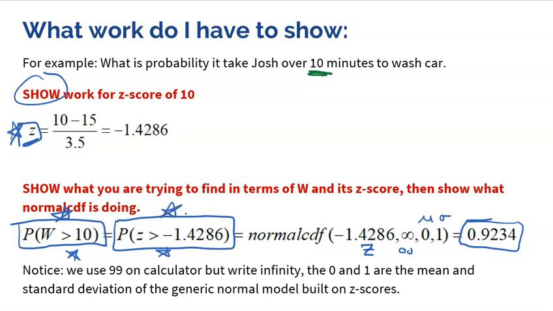Convert it to a Z-score for what the question asks. Then when you type all that into your calculator, just recopy what the calculator pastes into your home screen, and that's again using the normal CDF. Don't use a 99, use an infinity symbol, because that's what that 99 is representing.